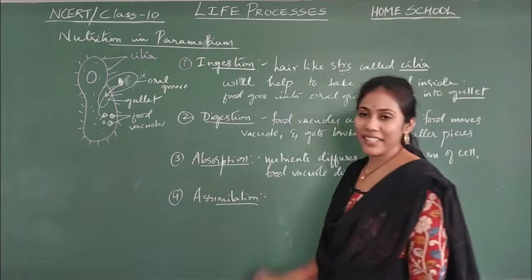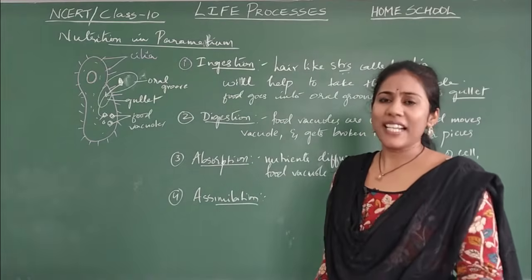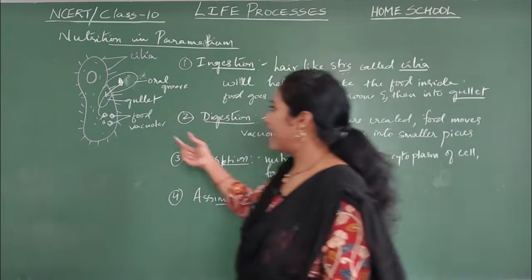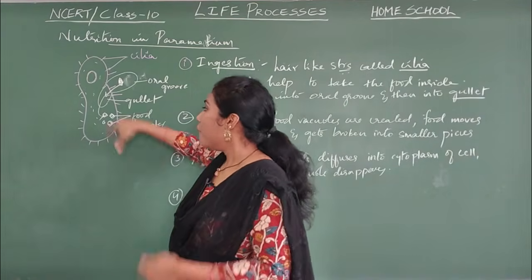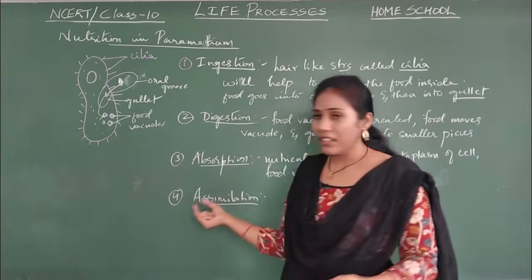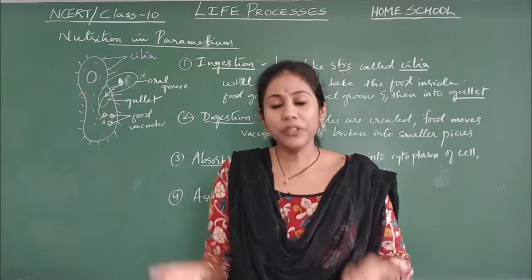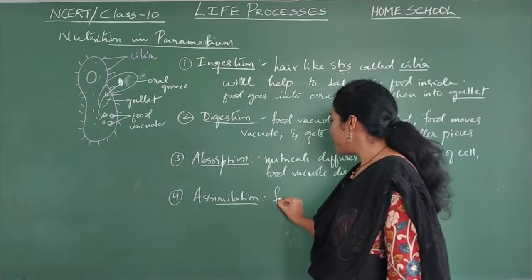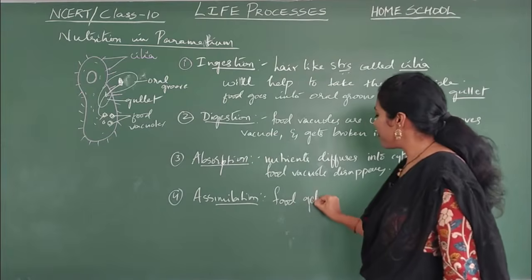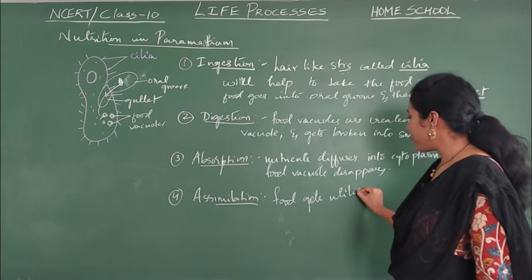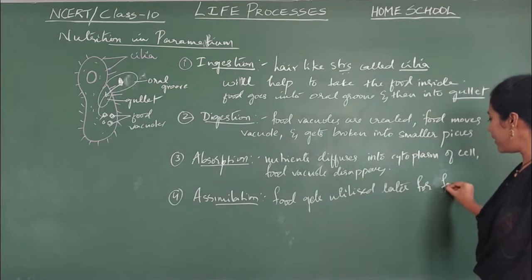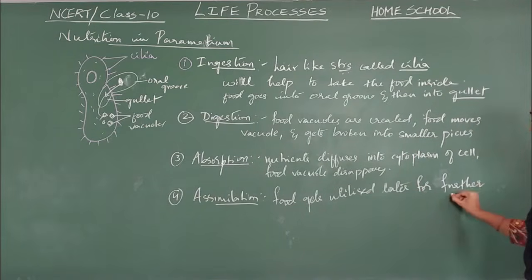Okay, so what happens in the assimilation? The food gets utilized later for some synthesis. Whatever cell activities have to happen in a cell, for all those activities the nutrients will get used up. Such a step we will call assimilation. So what can I write here? Food gets utilized later for further synthesis.